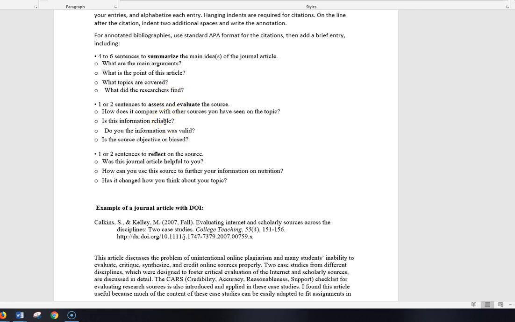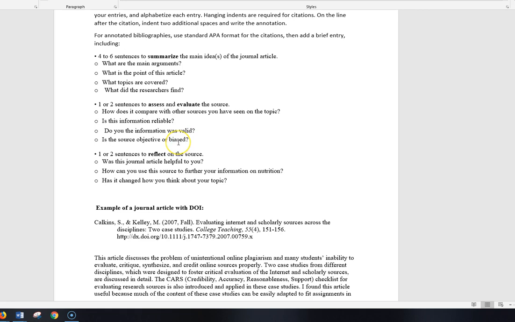You want to evaluate the source. How does this compare to what you already knew? Is the information valid and reliable? If you want to understand how to answer whether something is valid and reliable, you have to listen to the narrated PowerPoint because validity and reliability are two different things, and they're probably not what you think they are. And so you really want to listen to the lecture prior to completing this assignment.